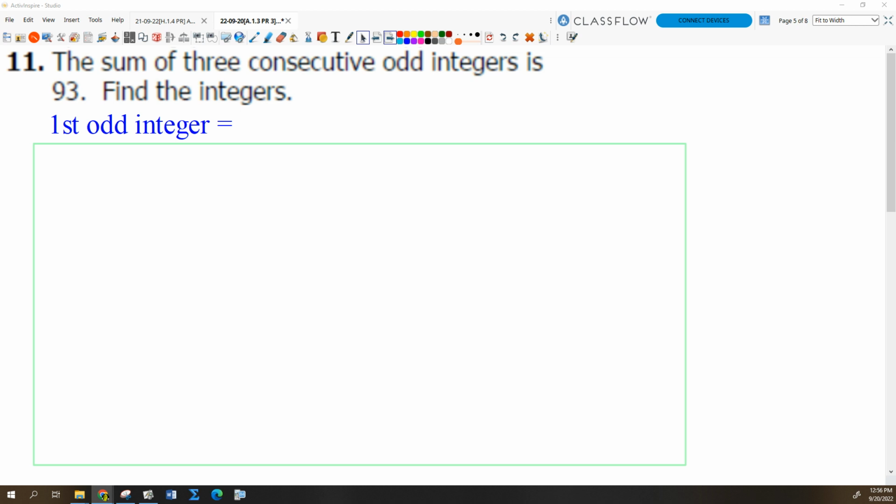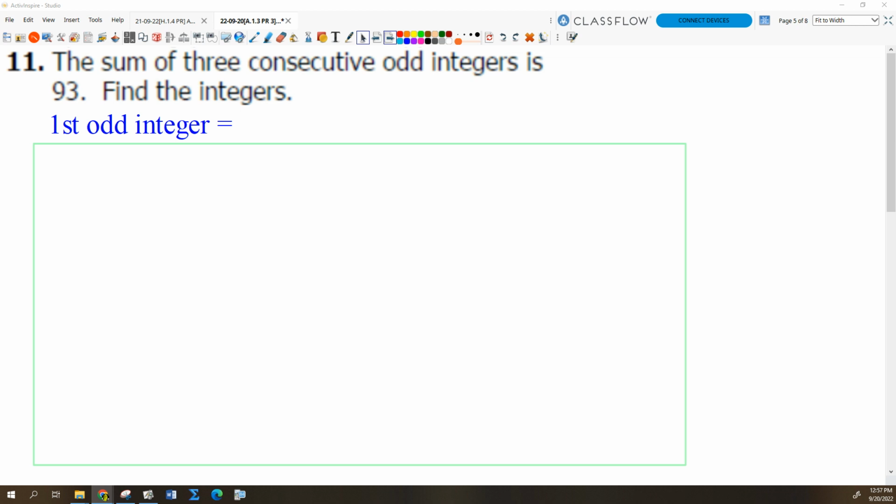What does that mean? 3 consecutive odd integers. Like 1, 3, 5, right? So odd integers are just odd numbers, aren't they? And consecutive means in a row. So we have to find a sum of 3 consecutive odd integers that adds up to 93.